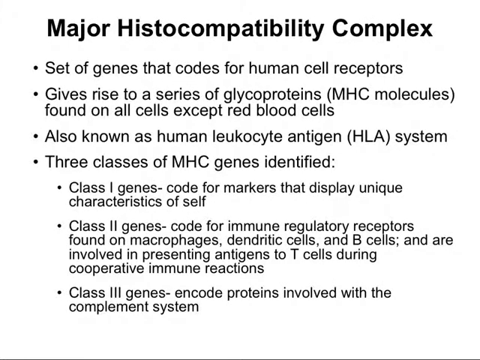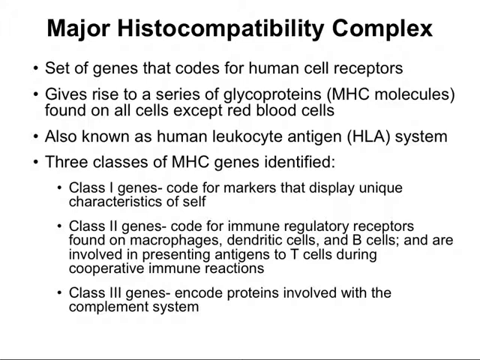Now, MHC proteins, these are major histocompatibility complexes. It's a set of genes that codes for human cell receptors. They give rise to a series of different glycoproteins called MHC molecules that are found on all cells except for red blood cells. They are also known as human leukocyte antigens, or the HLA system. Anyway, there are 3 classes of MHC genes that have been identified.